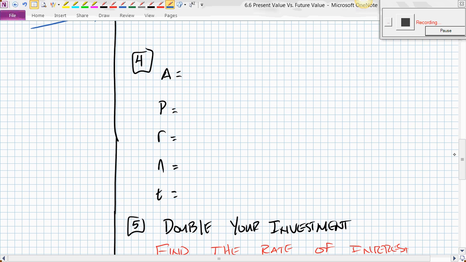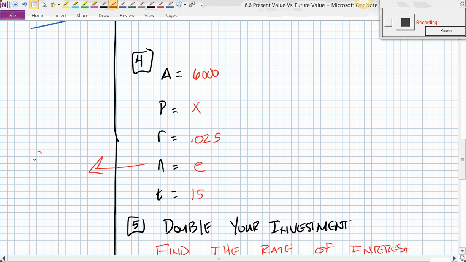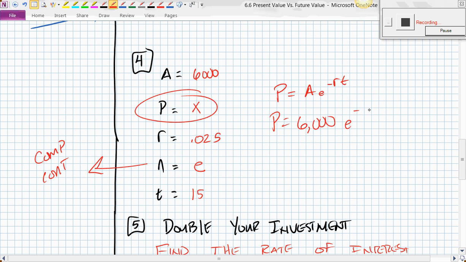Okay, let me give you one more example. Number 14. Okay, what does the E mean there? Yeah, that means it's compounded continuously. And so since we're trying to find the P, the present value, right? So we're going to say P is equal to A times E to the negative RT. So P is going to be 6,000 E to the negative 0.025 times 15. So let's figure out what P is together.